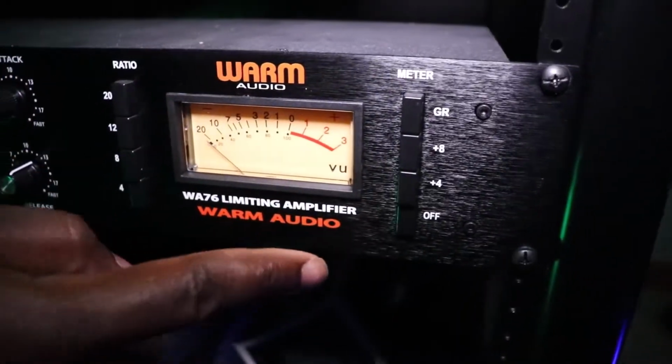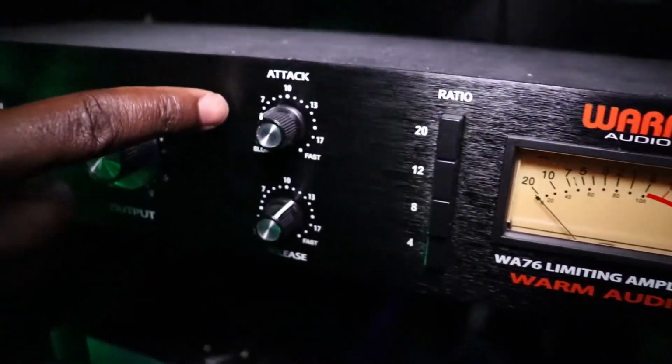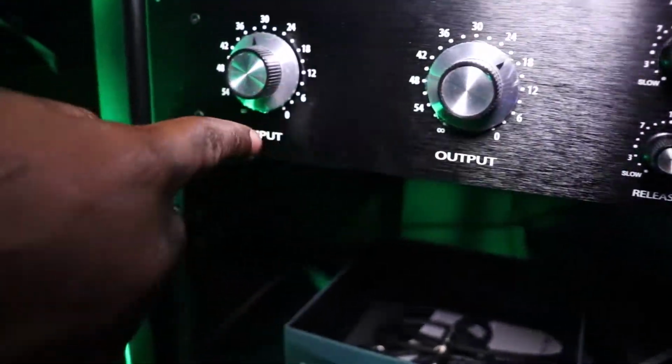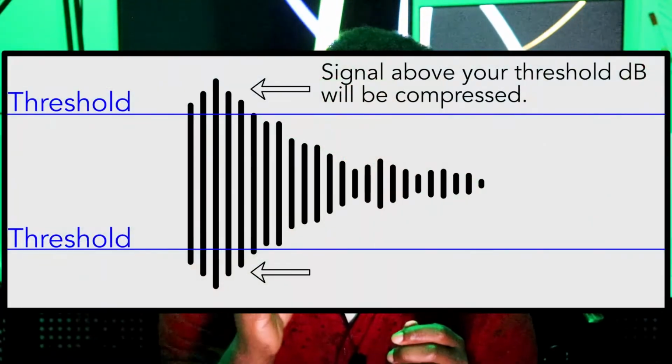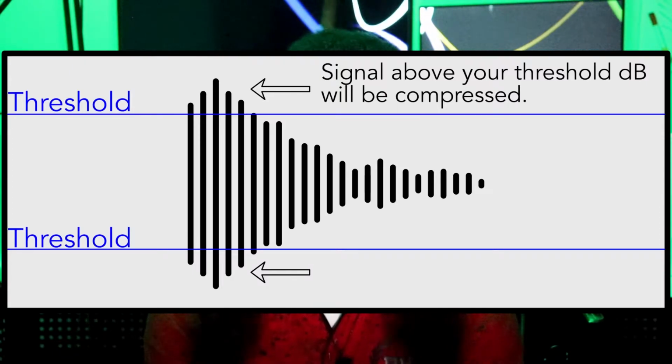Now, there are five basic controls on a compressor. We have the threshold, the ratio, attack, release, and input and output gain. Now, the threshold is a compression level action whereby when a signal, such as a peaking wave artifact, breaches the threshold, the compressor is activated.